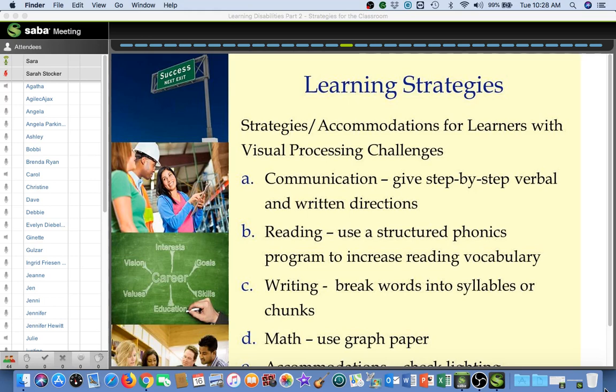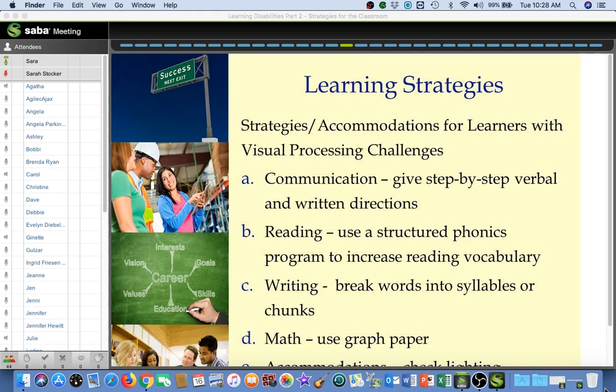In terms of reading, for decoding, you want to use a structured phonics program to increase reading vocabulary. These learners will have difficulty remembering sight words, or common words out there that may not follow the spelling rules, for example, if you're not familiar with that. So it's important to develop their decoding skills in order for them to be able to sound out difficult words, and their problem solving around how to use phonics to sound words out, and how to then be kind of divergent thinkers if that doesn't work.